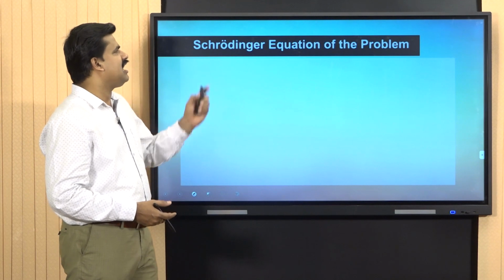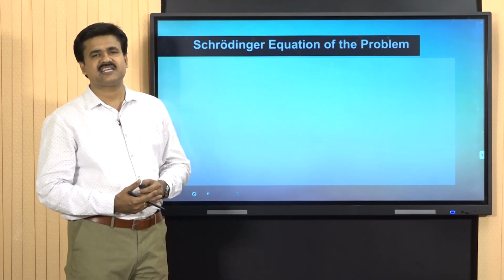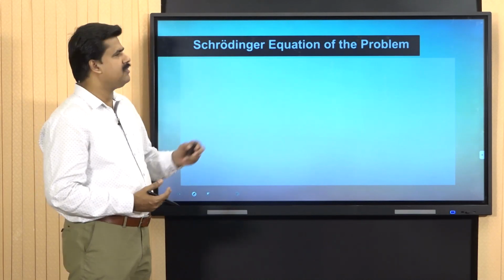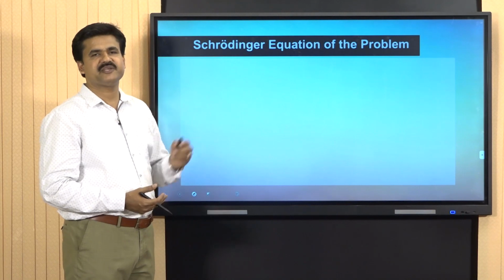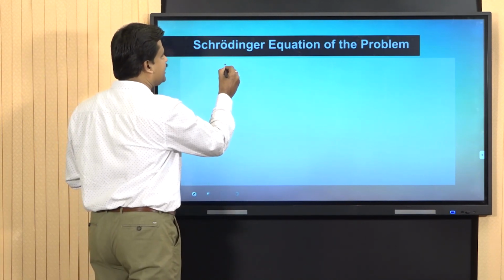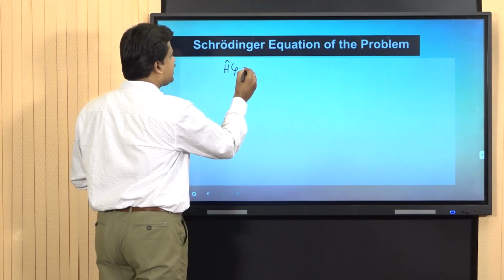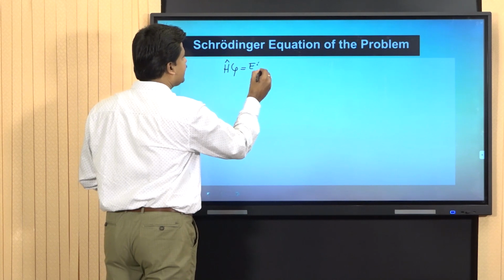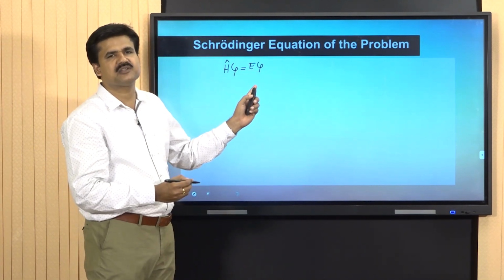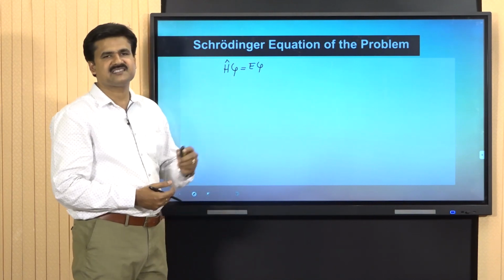Now, we have to discuss the Schrodinger wave equation of the particle in 3D box problem. For a particle in 3D box problem, we can obtain the Schrodinger wave equation as follows. We have the general form of the time-independent Schrodinger wave equation, Hamiltonian psi is equal to energy into psi. It should be noted that the wave function psi depends on three variables x, y and z. Therefore, I can put psi as psi of x, y, z.